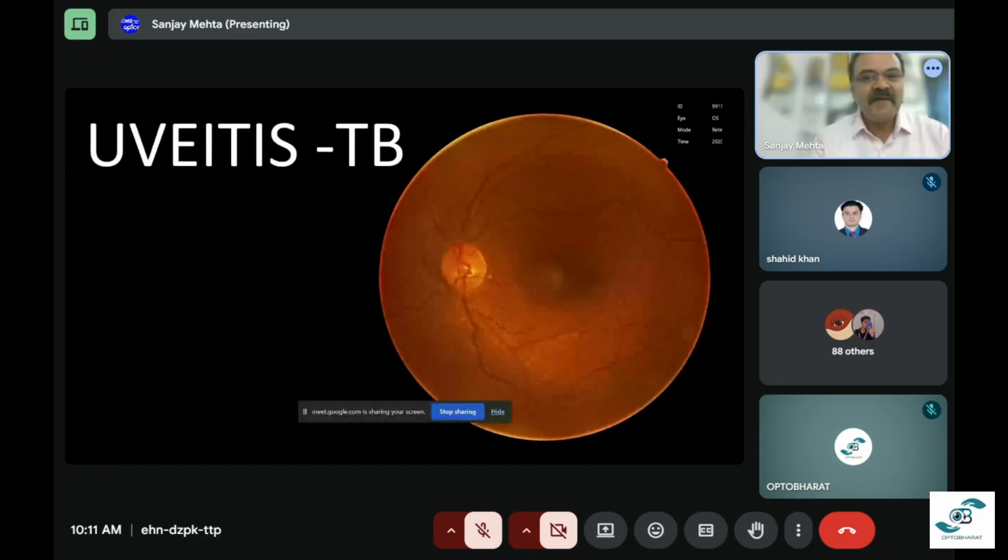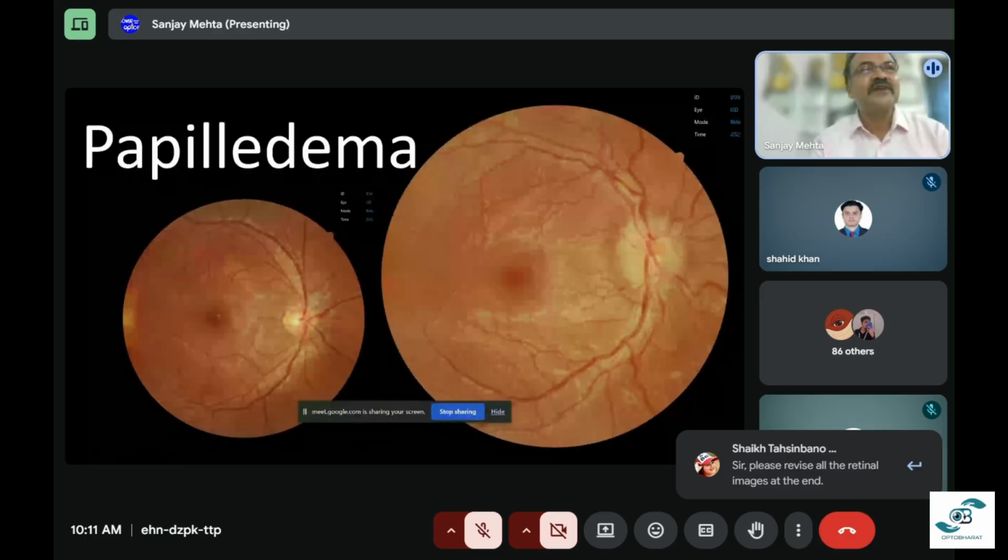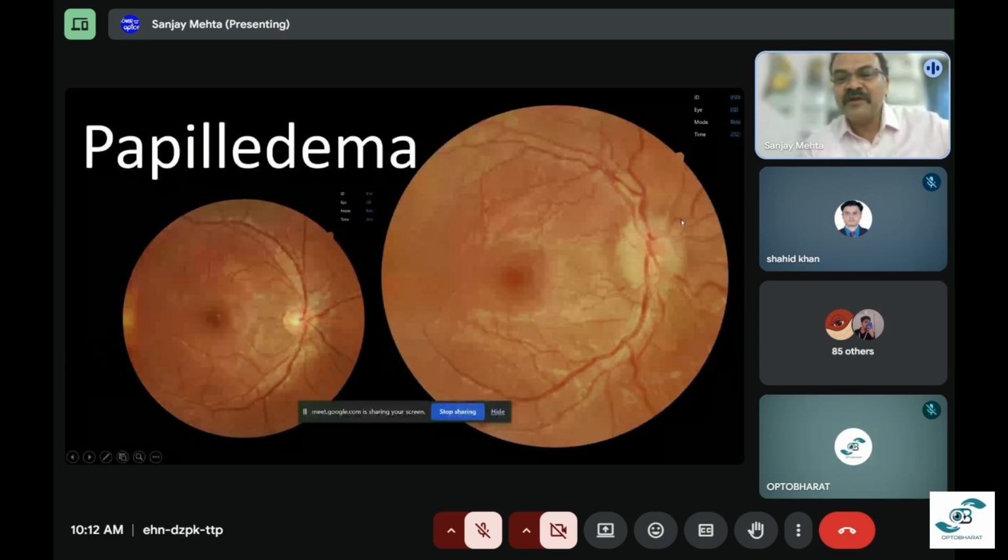Now, this is a very recent case. This lady came to my clinic saying, I'm having a constant headache which is not going for the last almost 1 month or so. So when I had a look at this retina, this is a case of papilledema due to increased intracranial pressure. After a pregnancy, suddenly she had gained a lot of weight.